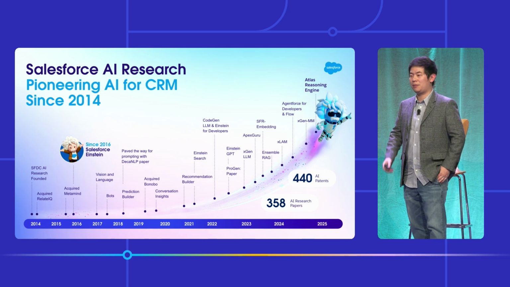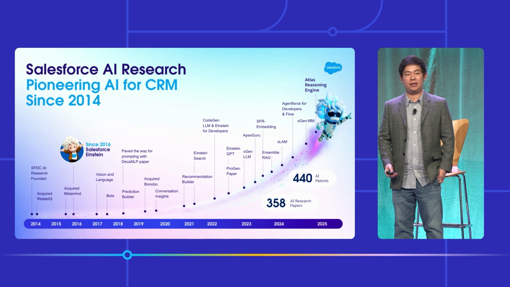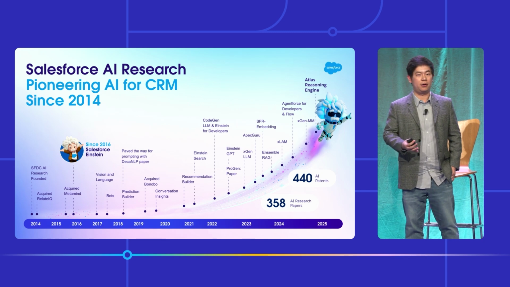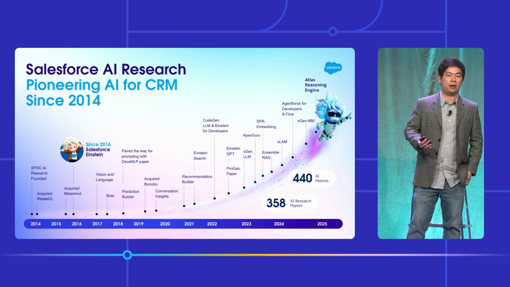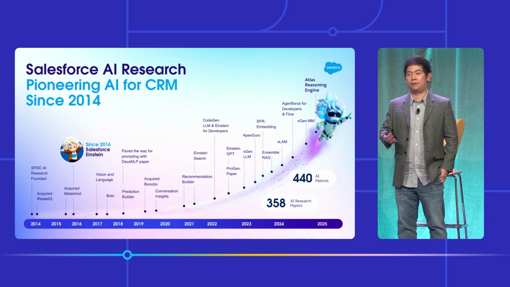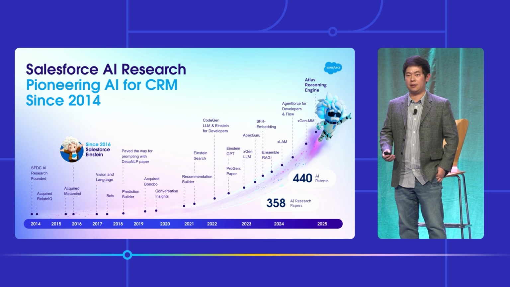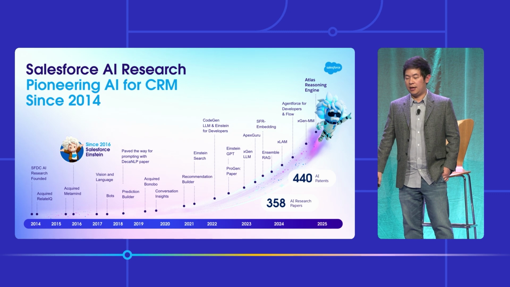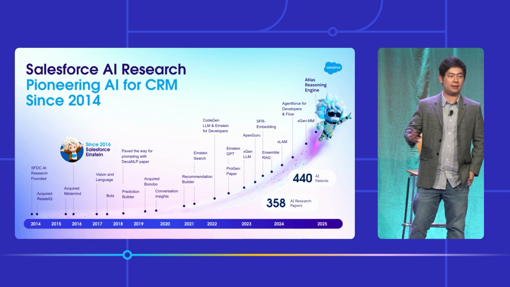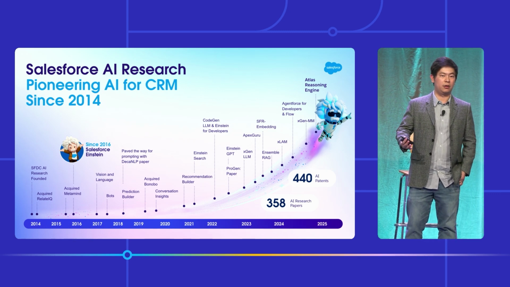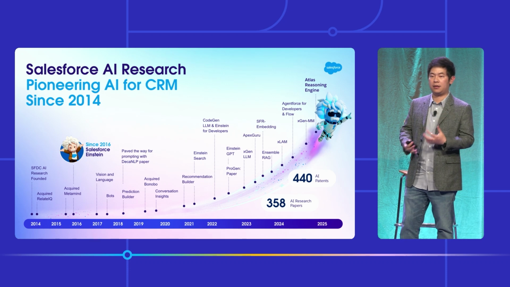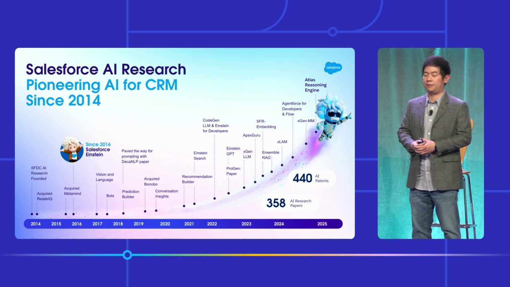And also we published something like SFR embedding. So that is a model used for the retrieval system, and that is already widely used in a lot of retrieval augmented generation systems, which is powering your agents. And also we developed something called XLAM, that is a large action model, so that can do a lot of API calling. It is also powering our Agentforce right now.